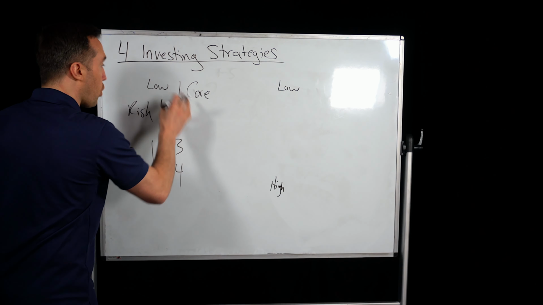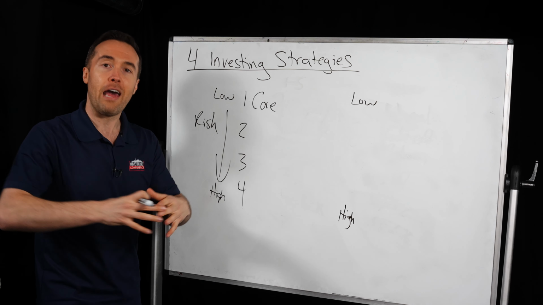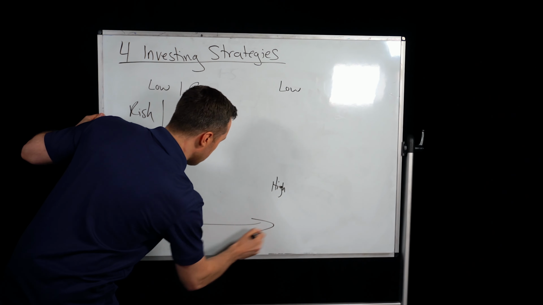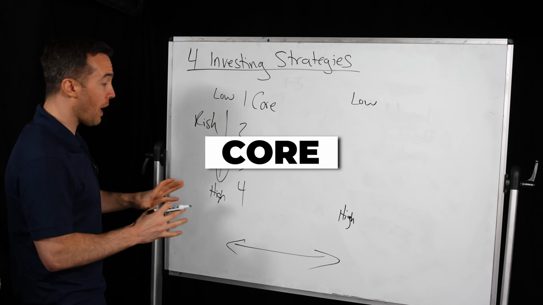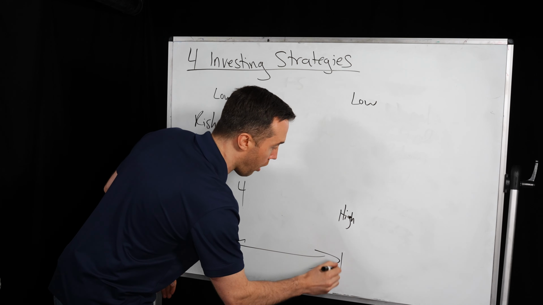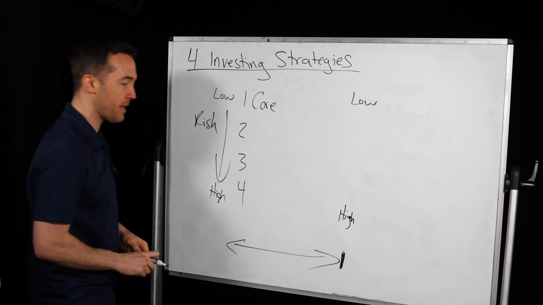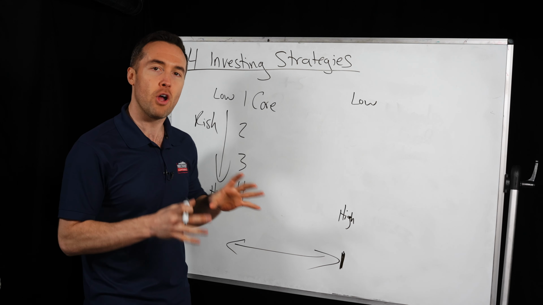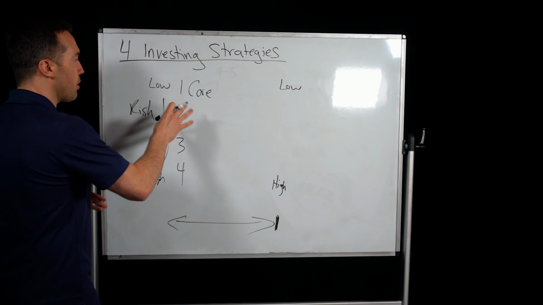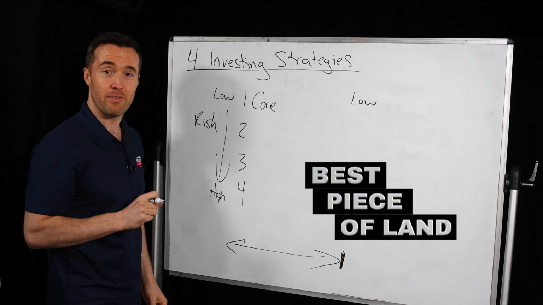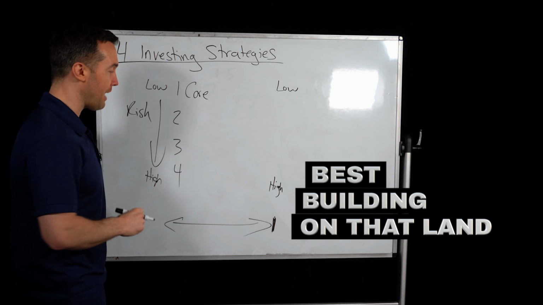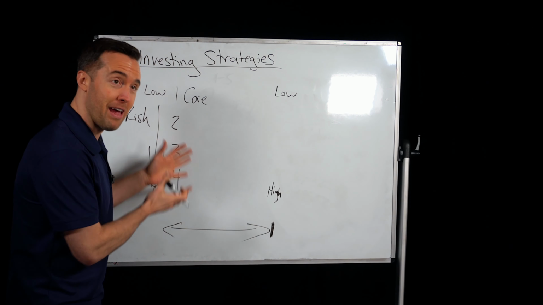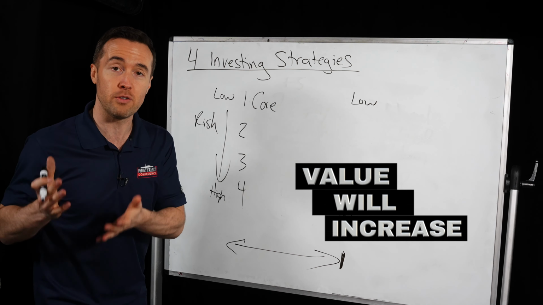Now, with the core strategy, you're thinking of a long-term hold period. So in terms of the length of the investment here, with the core strategy, you are in it for a long time. So you're at this end of the spectrum. You're not going to buy a core asset and flip it after 6 months. That's not what the core strategy is all about. It's all about finding the best piece of land, the best building on that land, managing it and holding it for a long period of time because, like I said, over time, the market's going to push it up and your value is going to increase.